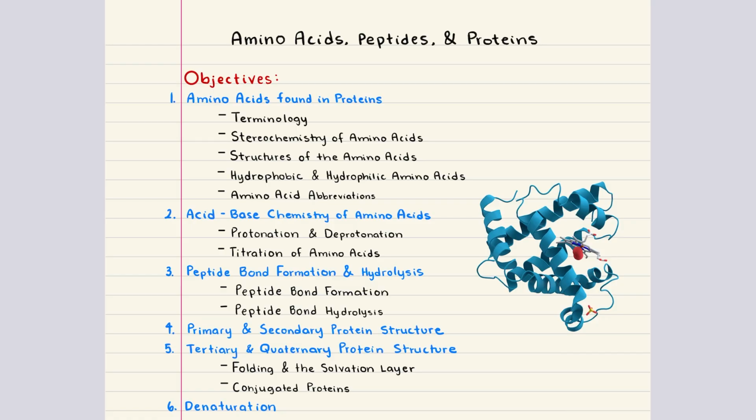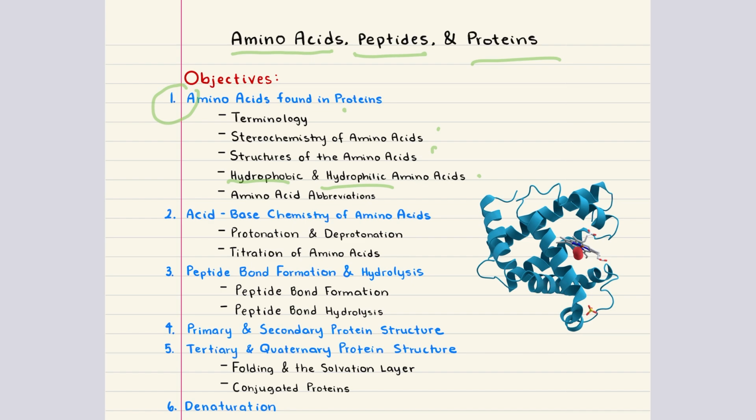With that being said, let's get started with Chapter 1, which is titled Amino Acids, Peptides, and Proteins. In this chapter, we're going to cover 6 main objectives. First, we'll begin with amino acids found in proteins. We'll go over basic terminology, the stereochemistry of amino acids, their structures, and how to classify them as hydrophobic or hydrophilic. In addition, we will learn the 1-letter and 3-letter abbreviations for each amino acid that you'll need to recognize on the MCAT.